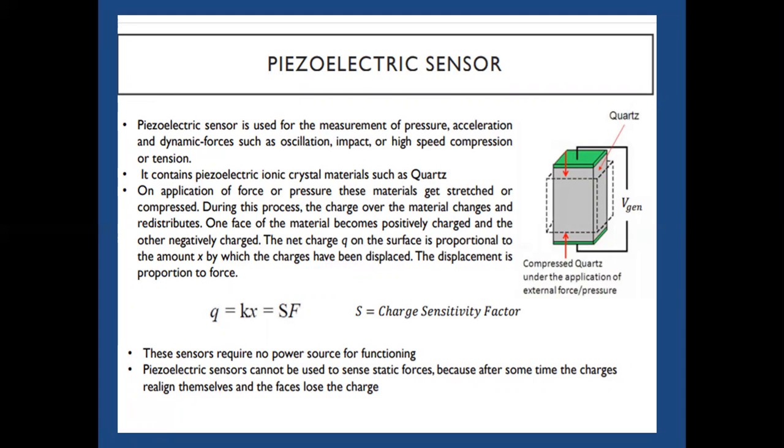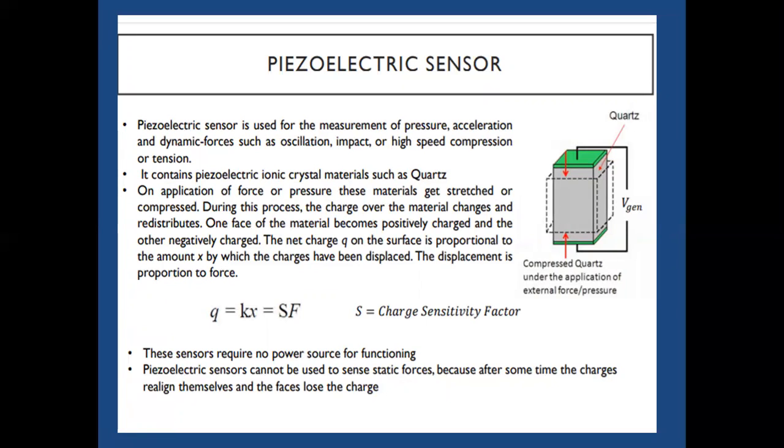And the next, it contains piezoelectric crystal materials such as quartz. The piezoelectric material we can observe in this diagram in green color, and you can represent it as quartz. Quartz material has a wide range of application in smartwatches as well as electronic gadgets. Wherever you go, quartz material comes into the picture.